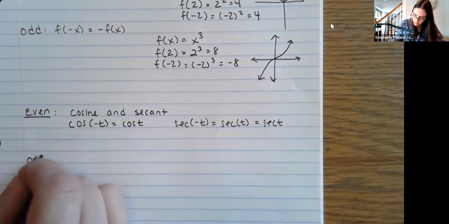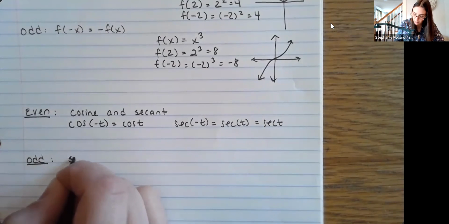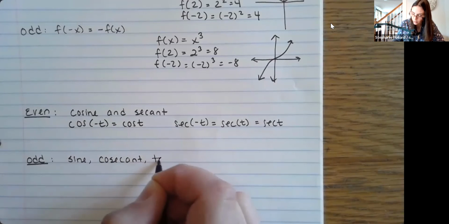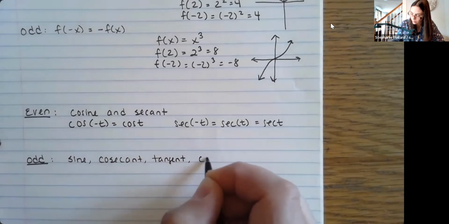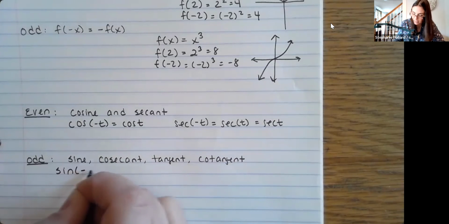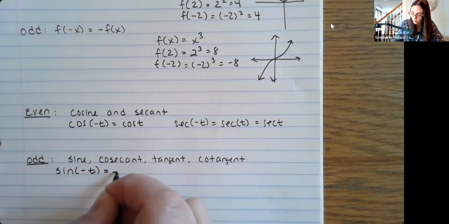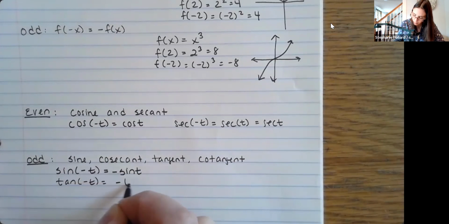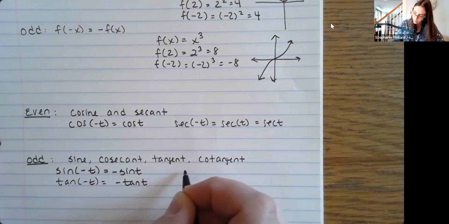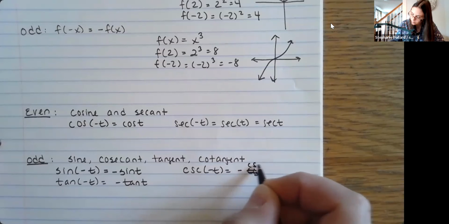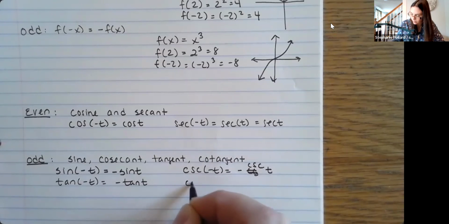Your odd functions would be your sine, your cosecant, your tangent, and your cotangent. So again, if you take a sine and you plug in, let's say, a negative angle instead, you get the negative of the output. Same thing with tangent. With cosecant, and then also with cotangent.